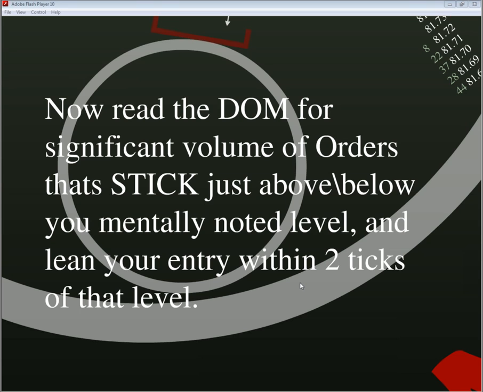3 ticks probably max. But you might not get 1 tick above that bid that's sticking. You might have to buy 2 or 3 ticks above it, or sell 2 or 3 ticks below it. You're not always going to be able to get in on that level, but you'll find when it's sticking, sometimes we're not going to go near it. We're going to stay about 2 or 3 ticks away from it.